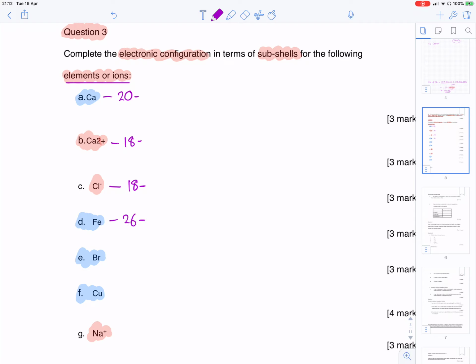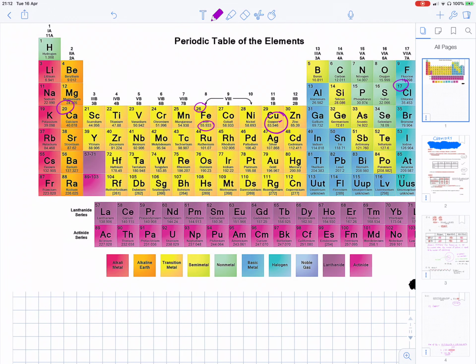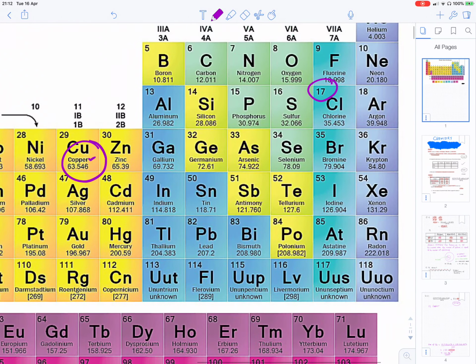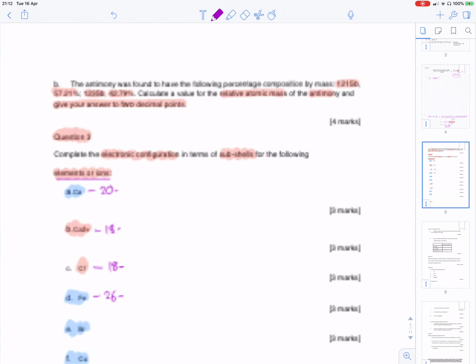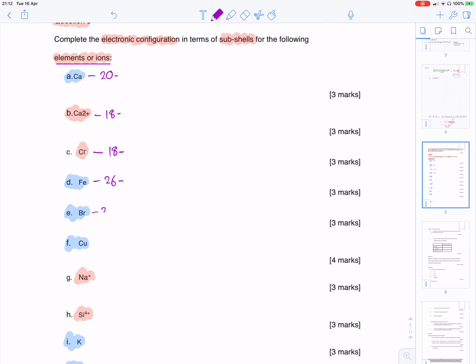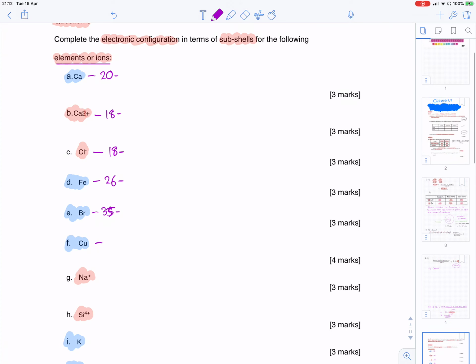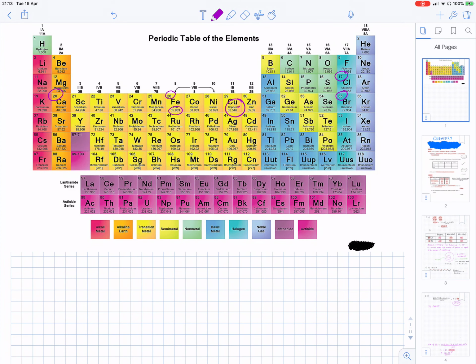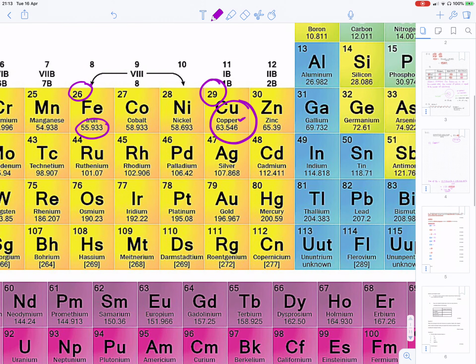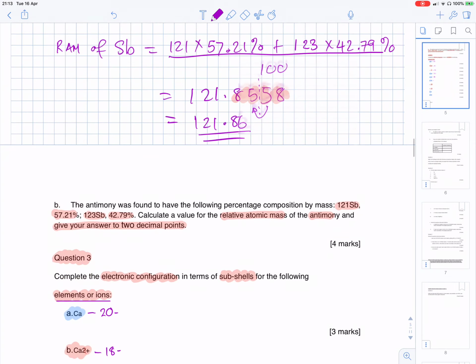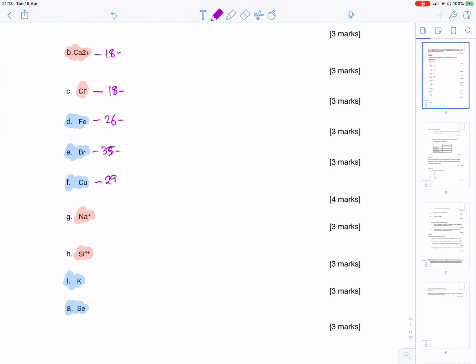Bromine, on the other hand, is easy to find. Bromine is right here. Bromine, fluorine, chlorine, iodine. So bromine is 35. So we're going to put the 35 electrons here because it's just an atom, just the element. It's not an ion. Copper. Where is copper? Copper is just here, and copper is 29. Okay, so we're going to go here and say that copper has 29 electrons.